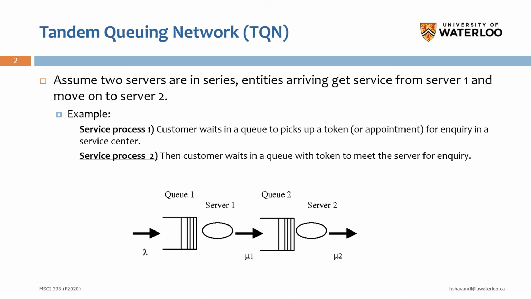The arrival to the system is occurring at rate lambda. So we have a line, a queue for the first service, and the service time for the first service is assumed to be mu1, and then we have another queue for service 2, and the service time for service 2 is assumed to be mu2, and after that the entity or the customer will depart the system.